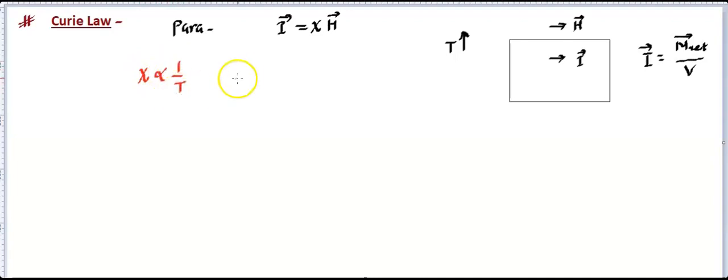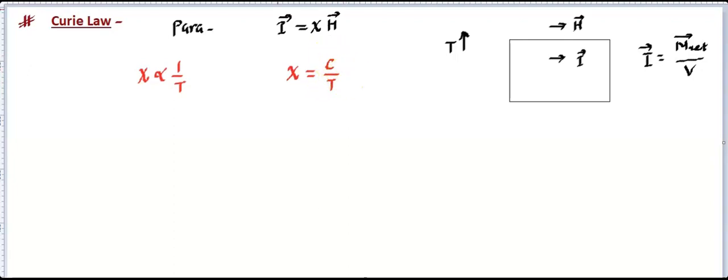Susceptibility is inversely proportional to temperature. That means if the temperature of paramagnetic materials is increased, or we can say paramagnetic materials are heated up, then you'll find magnetic susceptibility will decrease, and because of this, magnetization will decrease. And this is called Curie's law, which we can write in this manner as well.